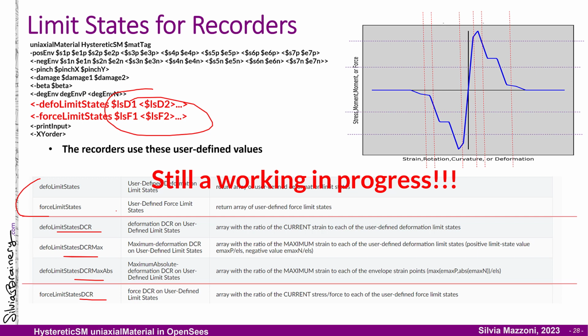Right now, this isn't working for some reason. When I ask for force limit states, it returns the deformation limit states. So give me some time to work through this and see how it goes.